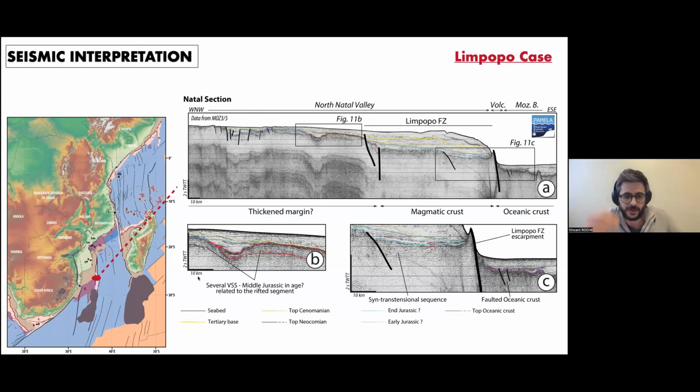Again, we go further south. We are now located in the Natal Valley, and the western part of the profile exhibits here the rifted basin. When we go further east, we find again this magmatic crust that we call here a transitional domain, and the major transform segment, which is located here, and here in the east we can again find the oceanic crust. So similar to the previous one, this strange magmatic crust becomes thicker and thicker toward the south, and we can see again some syn-transitional sequences made of magmatism.